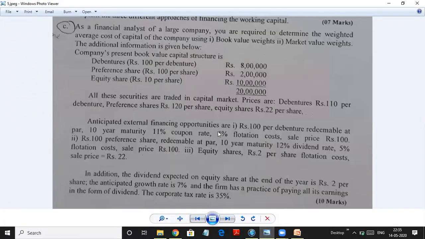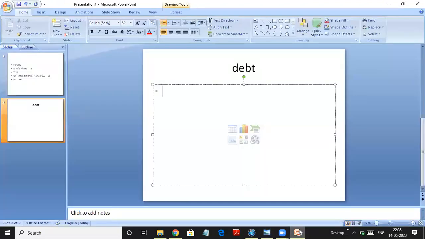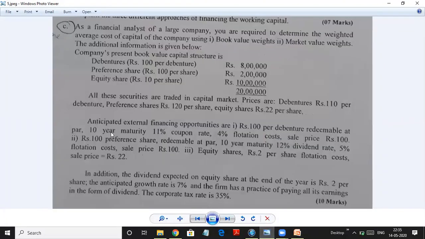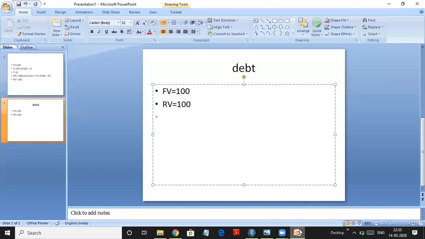See here, the second paragraph starts with debt, rupees 100 per debenture redeemable at par. So rupees 100 per debenture means the face value is 100. Redeemable at par means the redeemable value will also be 100, equal to the face value, neither more nor less. Then what next is given? 10 years maturity, 11% coupon rate. So the time to maturity is 10 years.